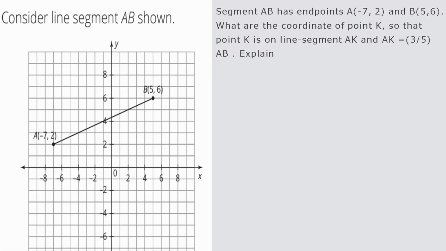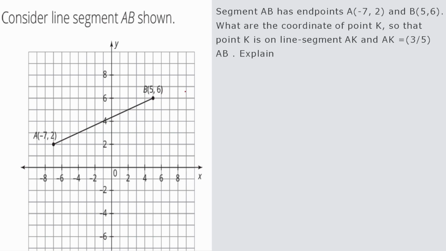All right, for our next problem here, we kind of have a situation that looks like one of the last questions that we did. Not the very last one, but one of the ones we did earlier. We have that same line segment AB, but now it says segment AB has the endpoints A, which is at -7, 2, and B, which is at 5, 6. What are the coordinates of point K so that point K is on the line segment AB, and AK is 3/5 of AB?